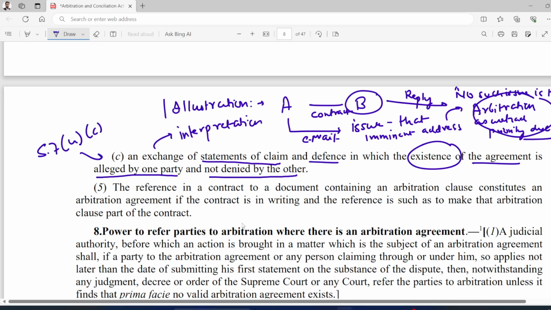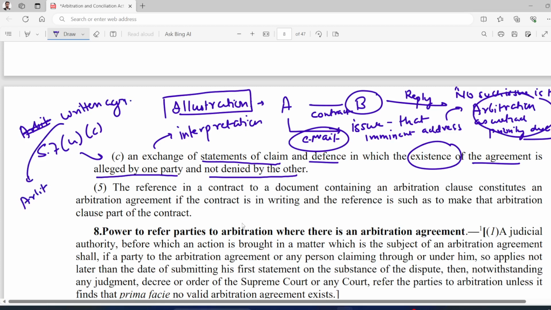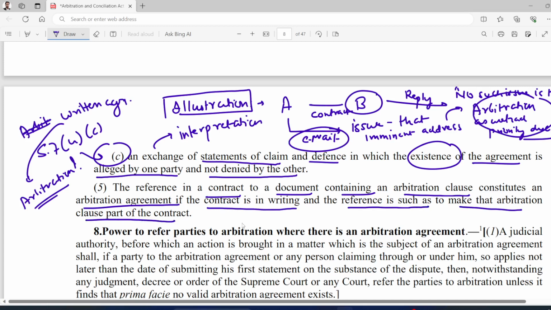Whether this particular illustration, the transfer of email, would cover an arbitration agreement or that written agreement which may give rise to arbitration, this is the question. So the explanation is in Section 7, subsection 4, clause C. It will be considered to be an agreement for arbitration. The reference in a contract to a document containing an arbitration clause constitutes an arbitration agreement if the contract is in writing and the reference is such as to make the arbitration clause a part of the contract.